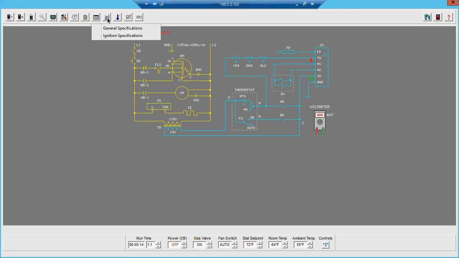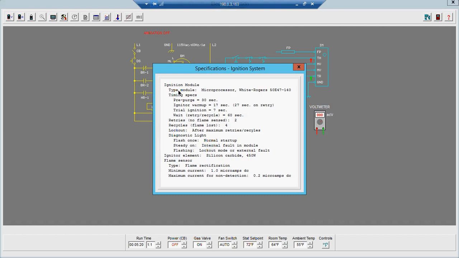We can also look at the specifications for our igniter and what we're dealing with. So we have a microprocessor type ignition module with a 30-second pre-purge, 17-second warm-up, 7-second trial for ignition, and a 60-second wait and retry cycle. The retries for this one is 2. If the flame is lost, it's going to try 4 times, and then after the maximum retries or cycles, it will lock out.